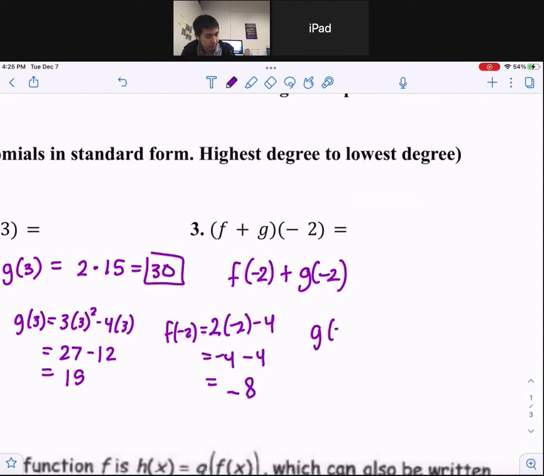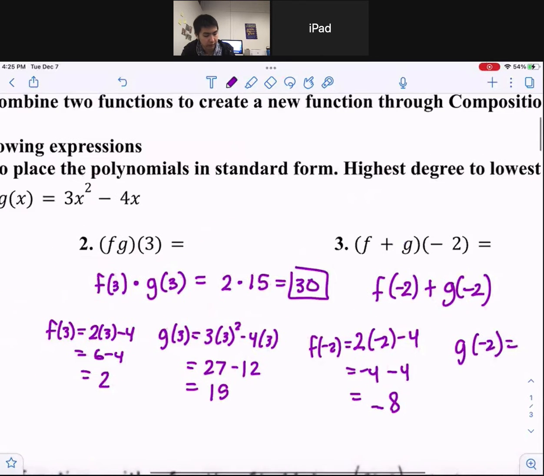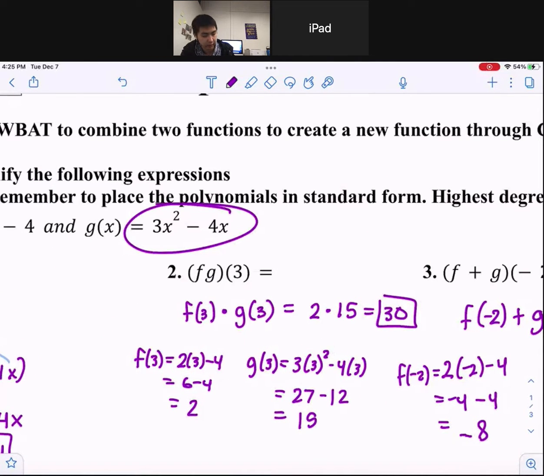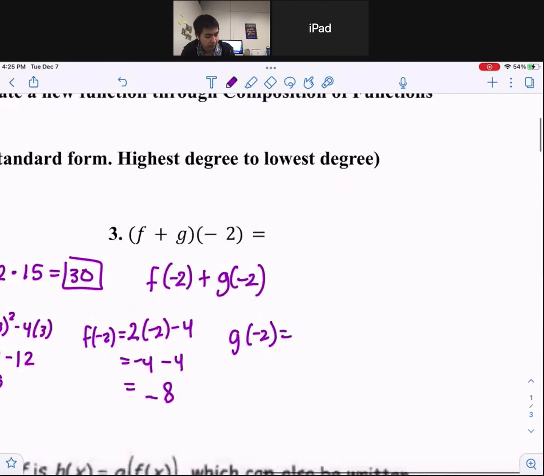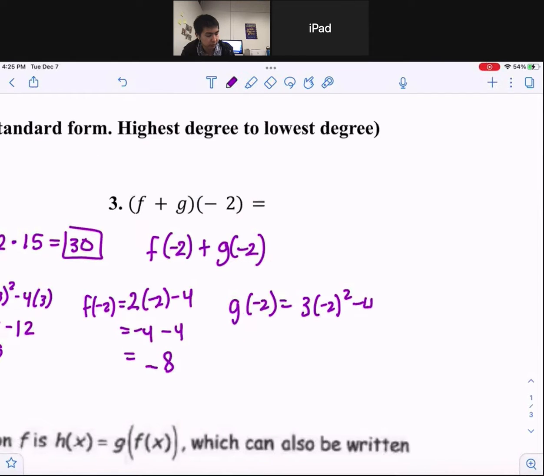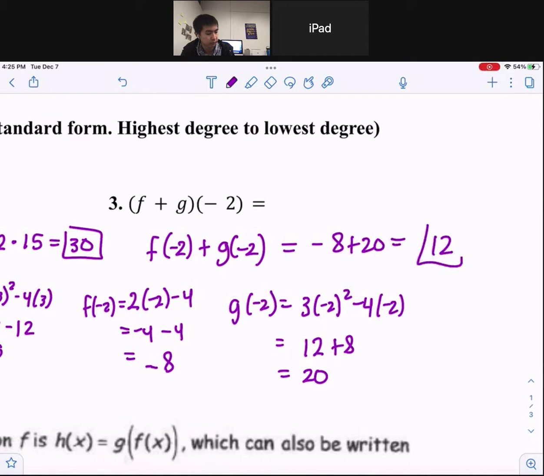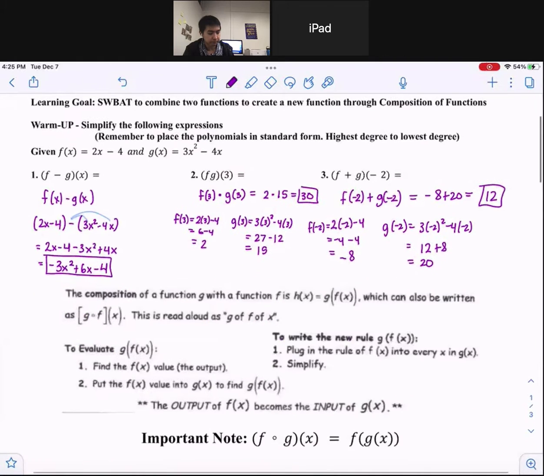Now when we plug negative 2 into the g function, everywhere you see an x, it now becomes negative 2. 3 times negative 2 squared, and then negative 4 times negative 2. So negative 2 squared is positive 4. 4 times 3 is 12. Negative 4 times negative 2 is positive 8, which is 20. So this is negative 8 plus 20, which is 12. Okay, so that's how you do your warm-up.